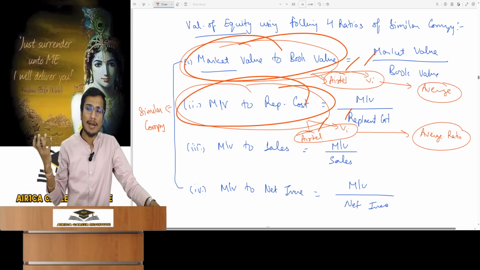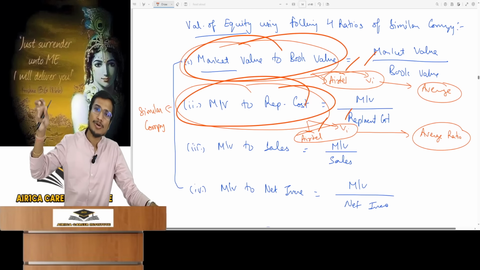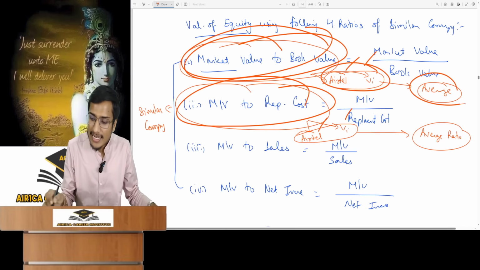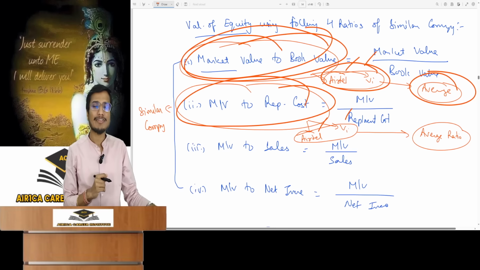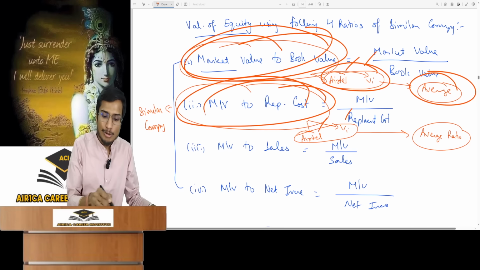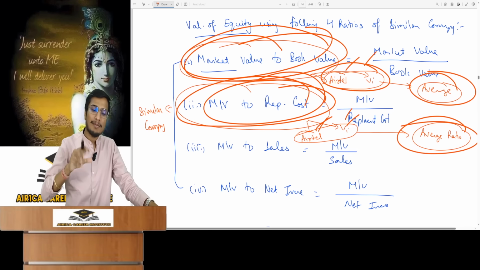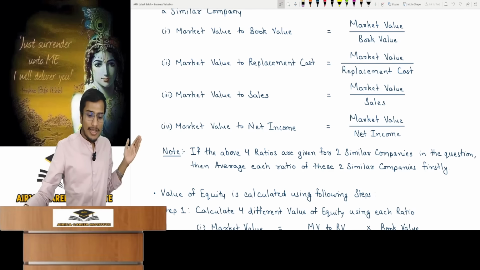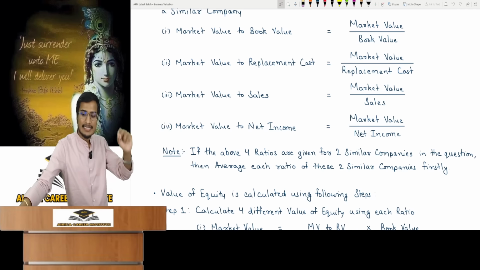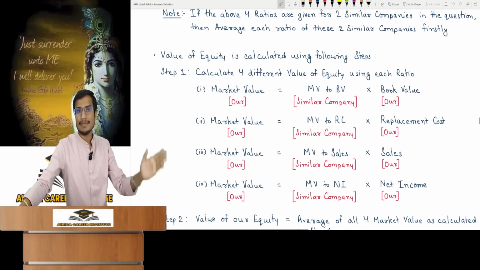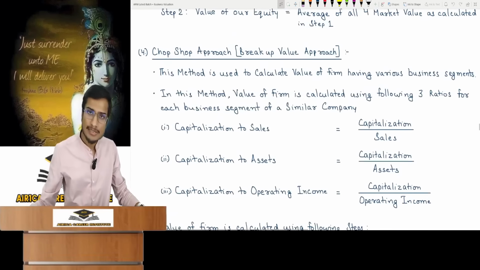For valuation, you should not pick just one company. Instead, average the ratios of both and use that average ratio. If the market value to book value ratio is available for both Airtel and VI, find the average of this ratio. Use that average market value to book value ratio. The market value to replacement cost ratio for Airtel and VI, just average it and use that average ratio. You will have to do it this way, okay? If the 4 ratios previously mentioned are indeed provided for 2 similar companies within the question, then you must first average each specific ratio from both of these similar companies. After completing those steps, there will be nothing left in the question. Now look at the next and the last approach in this method.